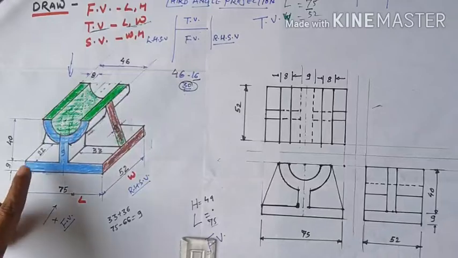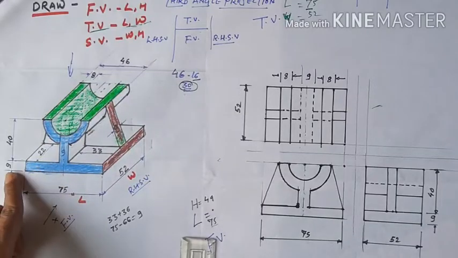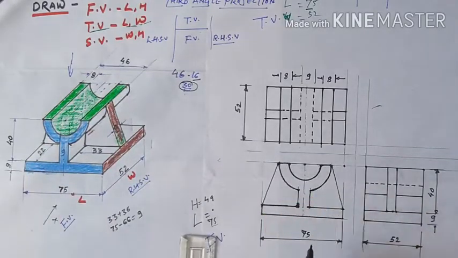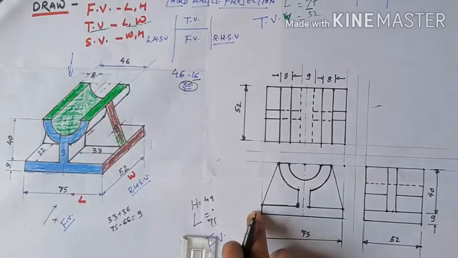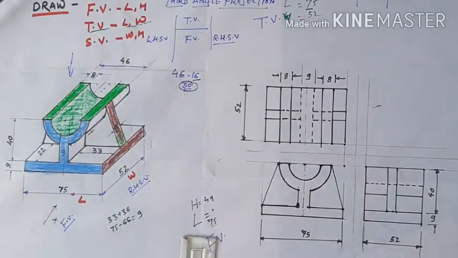Now what remains? 9 again. And that is 40 mm, 9 mm. From here 75 mm, that is also 9 mm. So no need to draw any dimension further. So I think this is okay and this is clear.